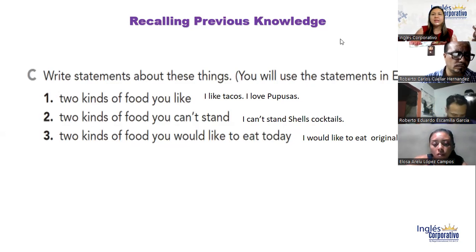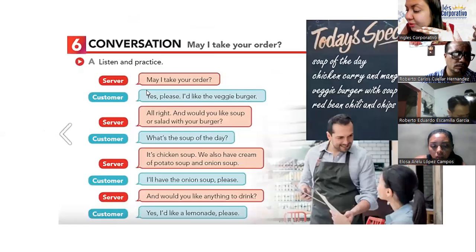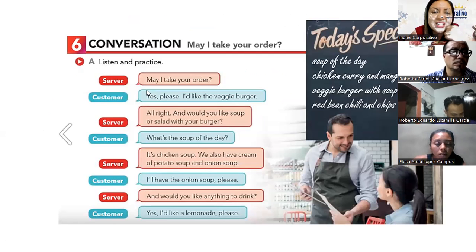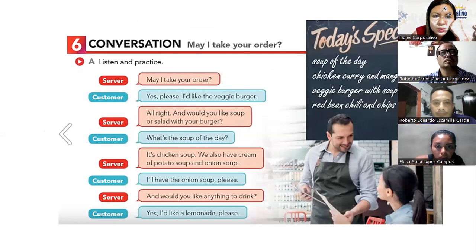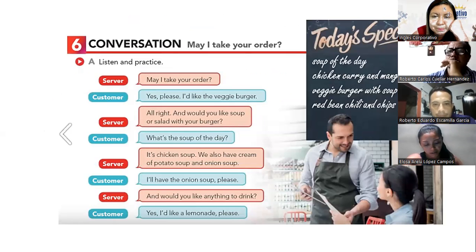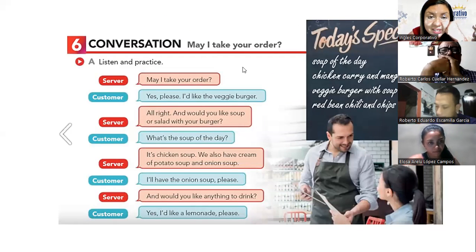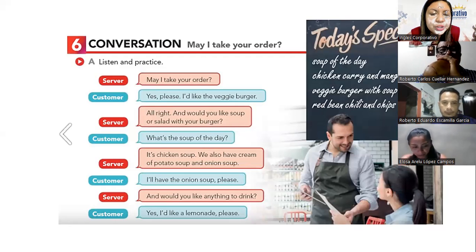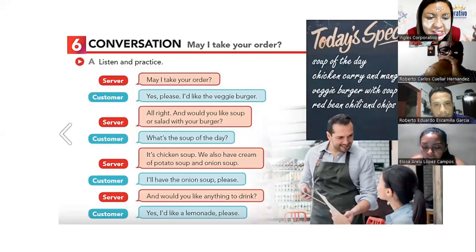Okay. Now, guys, we have this conversation. We need to continue because we only have 24 minutes. Okay, conversation. May I take your order? We have the conversation between a server and a customer. The server: May I take your order? Yes, please. I'd like the veggie burger. All right. And would you like soup or salad with your burger? What's the soup of the day? It's chicken soup. We also have cream of potato soup and onion soup. I'll have the onion soup, please. And would you like anything to drink? Yes, I'd like a lemonade, please. Very good.